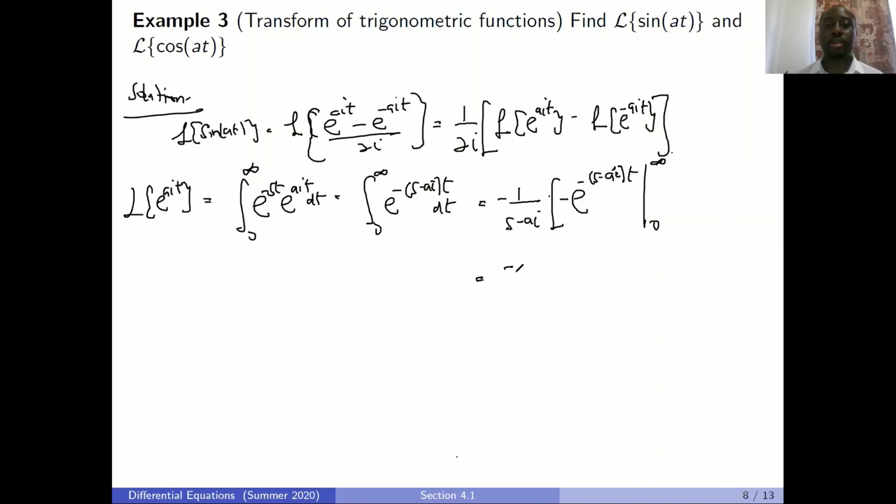And so this is minus 1 over, let's take this minus out, 1 over s minus ai. This is 1 minus the limit as b approaches infinity of e to the minus s minus ai of b. Okay. All right, so let's take a closer look at this limit here.